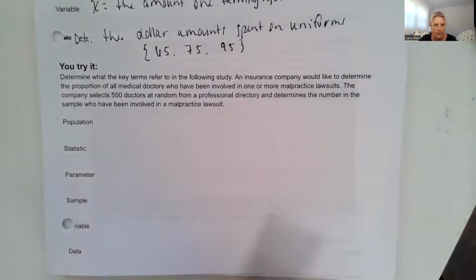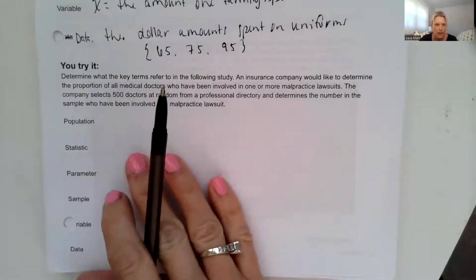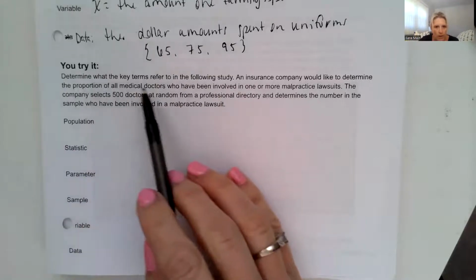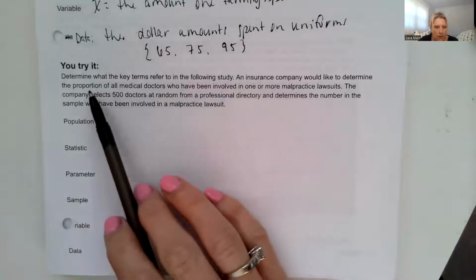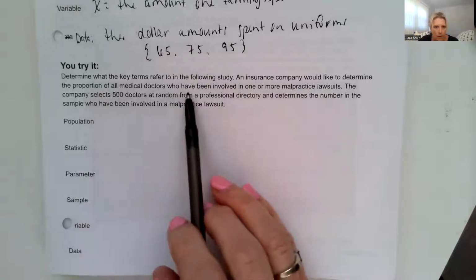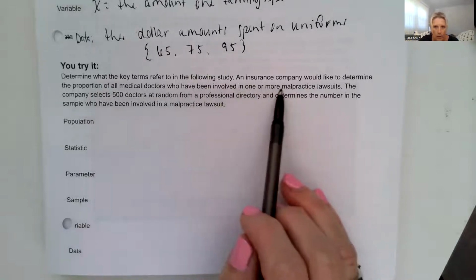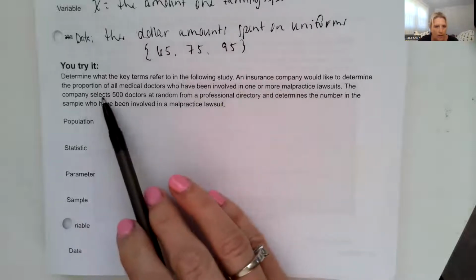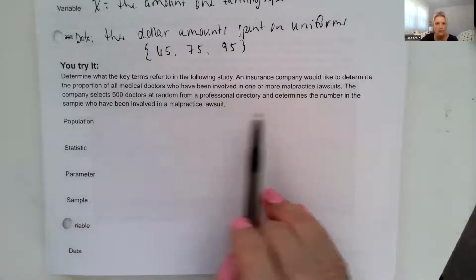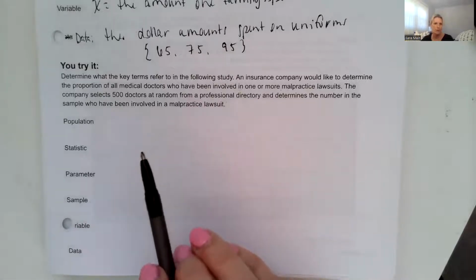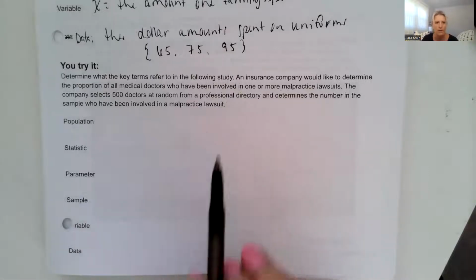Okay. The second you try it for lesson 1.1 is determine what the key terms are in the following study. An insurance company would like to determine the proportion of all medical doctors who have been involved in one or more malpractice lawsuits. The company selects 500 doctors at random from a professional directory and determines the number in the sample who have been involved in a malpractice lawsuit.